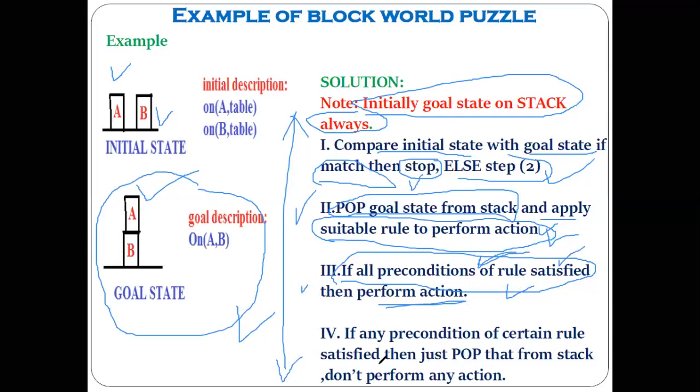Yes, sir. If any precondition of a certain rule is satisfied, this word any is very important. If any precondition of a certain rule is satisfied, then just pop that from the stack. Don't perform any action. Did you get the difference between this point and this point? What is the fourth point? If any precondition of a certain rule gets satisfied, then just pop that from the stack, but don't perform the action. You got the point?